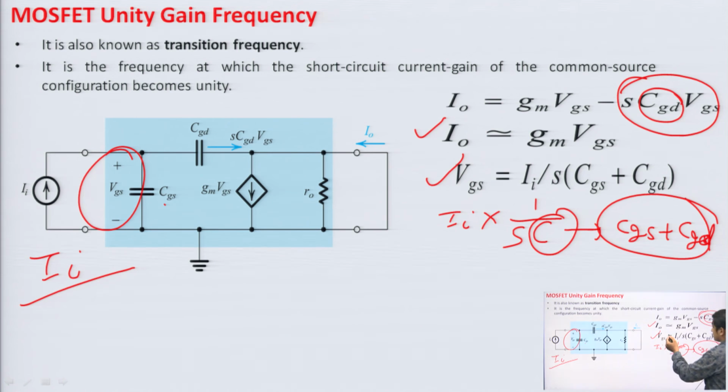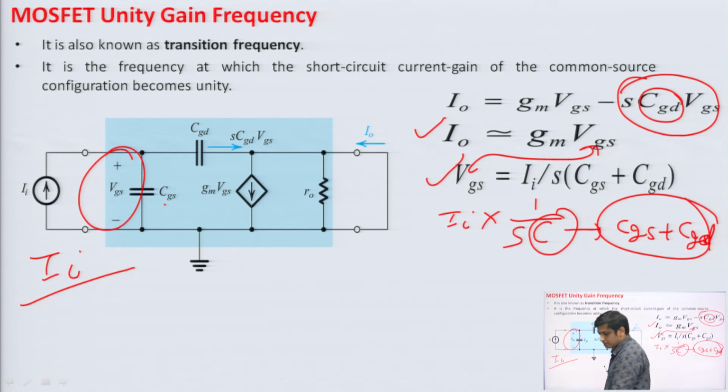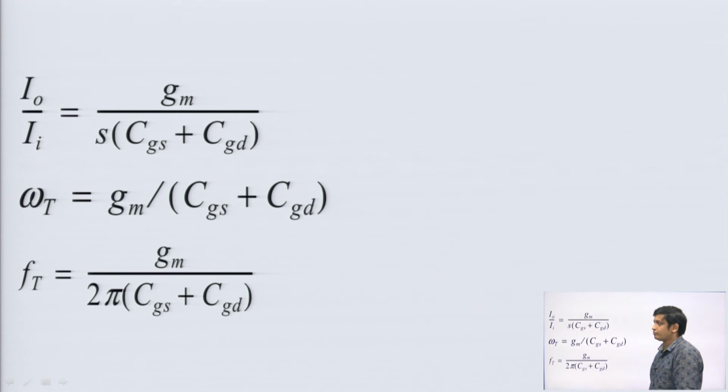So, just put the value of VGS in the equation of Io and rearrange the terms and find out the value of Io upon Ii. Io upon Ii is gm upon S into CGS plus CGD. Now, what is the short circuit current gain?